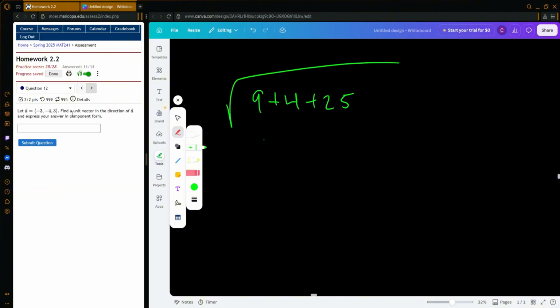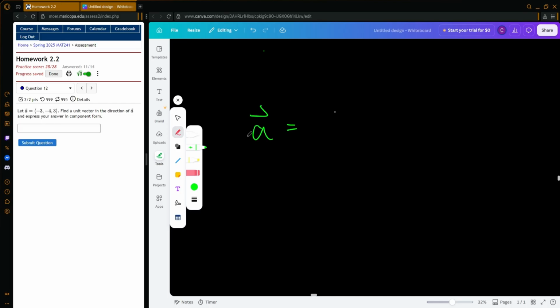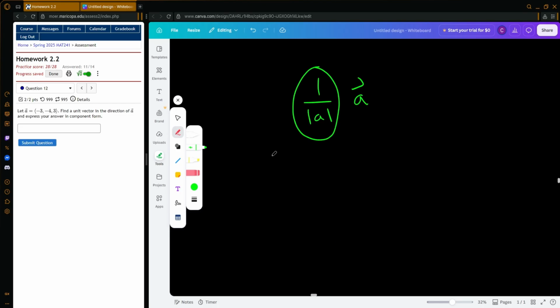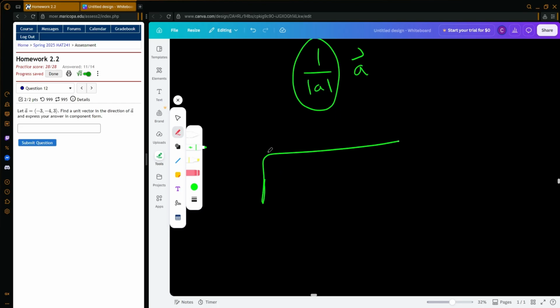Let A be this vector, find a unit vector. Okay, so to find a unit vector, the unit vector is denoted a hat. And to get a hat, you take the vector A, and you're going to divide it by the magnitude of A. You can think about it as scalar multiplying the vector A by 1 over your magnitude. So first find the magnitude of A, which would be 9 plus 9 plus 25 plus 16.